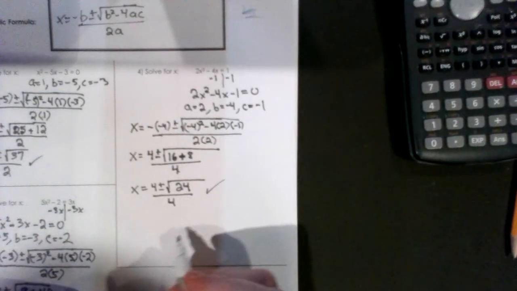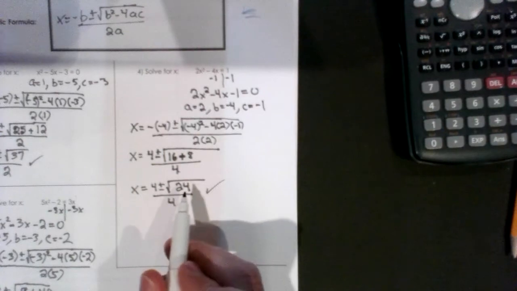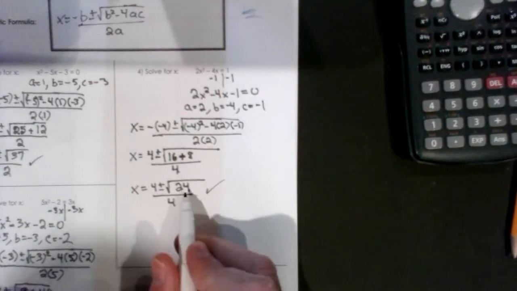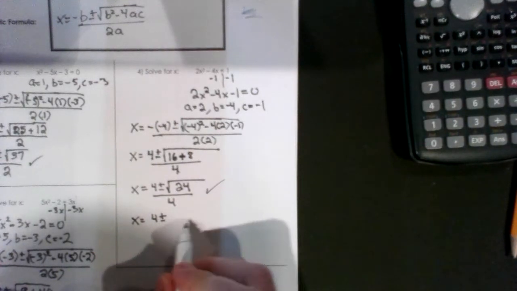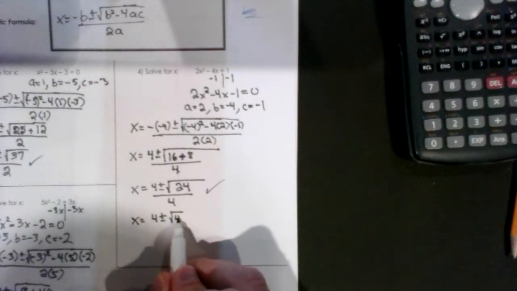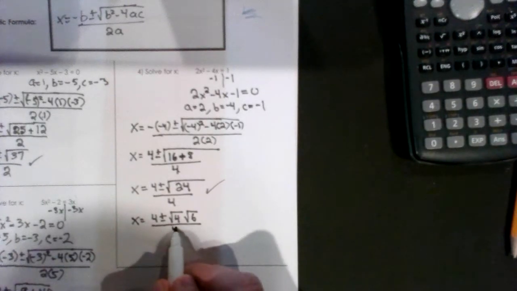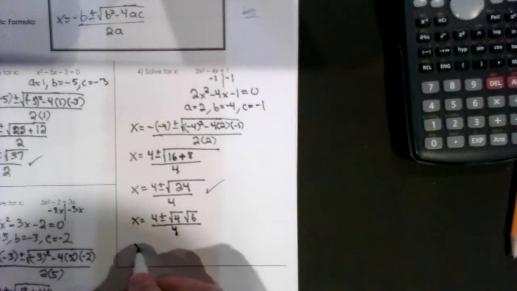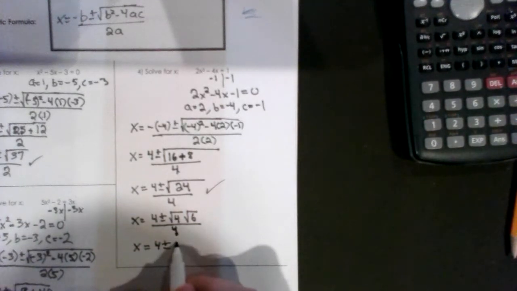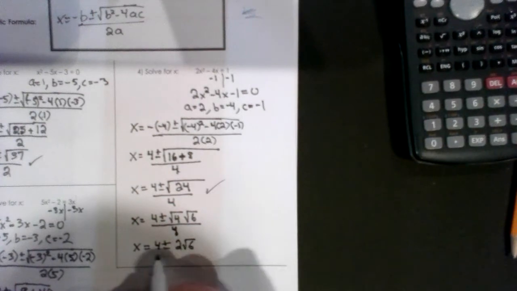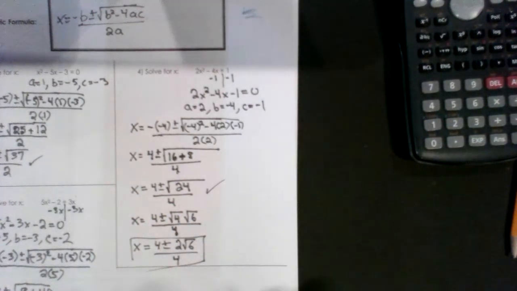Remember to simplify a radical. We've got to see if there's a perfect square in there. 24 does have a perfect square; 4 goes into it. So if we were to keep going, we would say x is equal to 4 plus or minus the square root of 4 times the square root of 6, which gives me the square root of 24, all over 4. And then I could simplify and go 4 plus or minus the square root of 4 is 2 radical 6, all over 4. And you could leave it at that point.